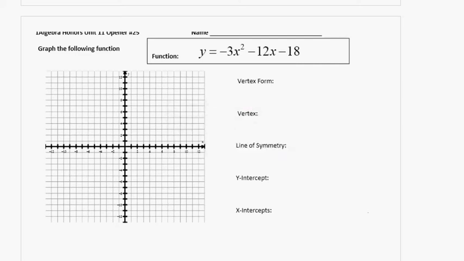Alright, the last example. I see I have an intercept of negative 18, which I can't even fit on this graph, and an a value of negative 3. Now some people might be tempted to say, oh, I'm just going to divide out the negative 3, because I know negative 3 goes into all those, and so I just get y equals x squared plus 4x plus 6, right? Well, you can't just divide it out.